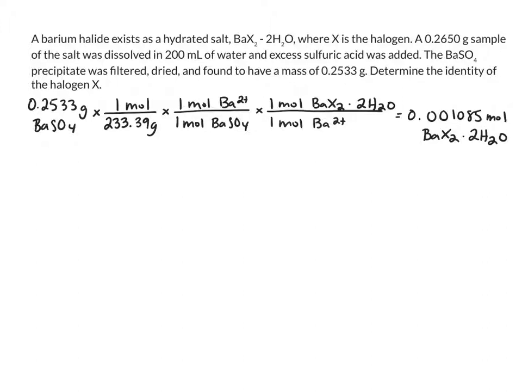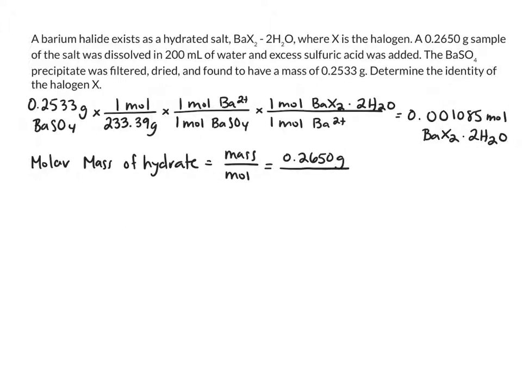Okay. Now, the molar mass of the hydrate, really any molar mass, is going to be mass divided by the number of moles. So in this case, the mass of my original salt was 0.2650 grams. The moles I have are 0.001085. That's what I just solved for. So that tells me the molar mass is 244.24 grams per mole. Now that is of the entire salt. Okay. This does not tell me the molar mass of the halogen that I'm trying to identify.